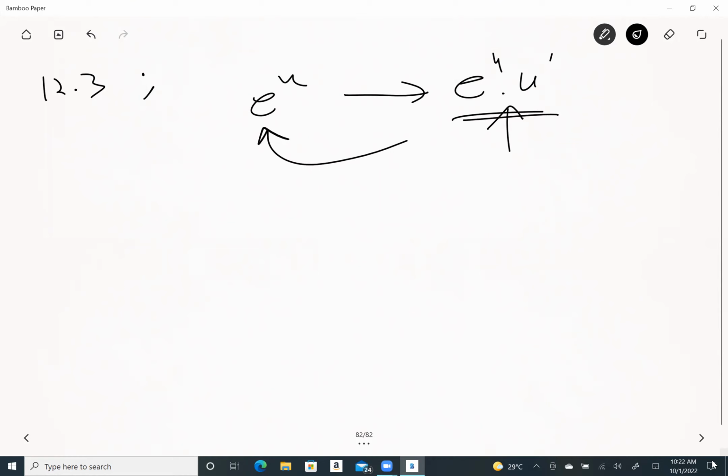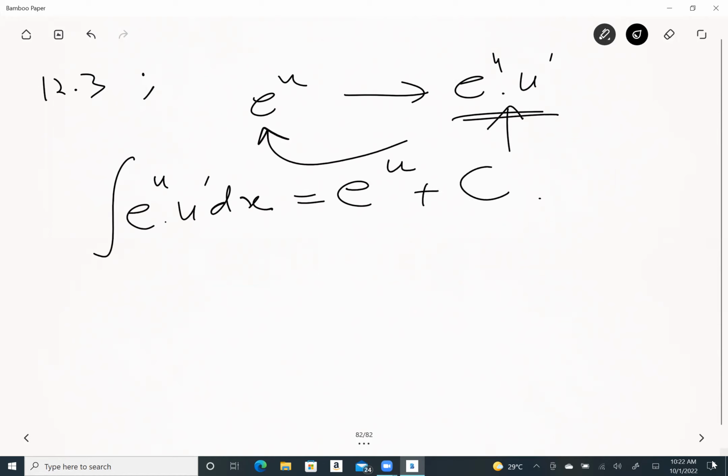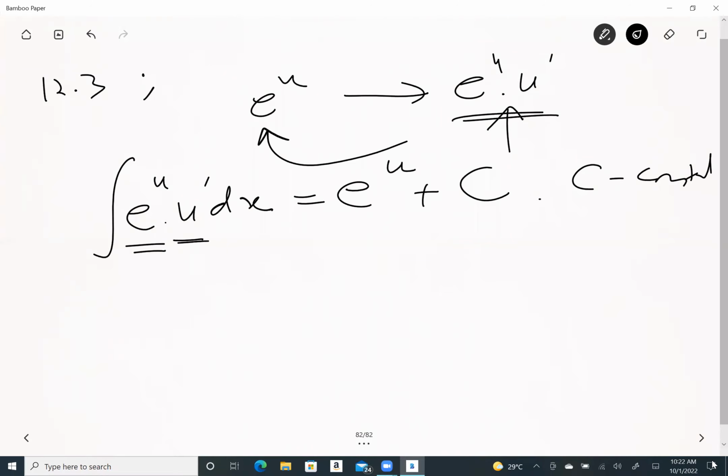So what you have is e^u times u prime dx. What is the integral of that? It will be just e^u plus c, where c is a constant. So you have to have e^u times u prime. Then we can integrate, and that will be equal to e^u.